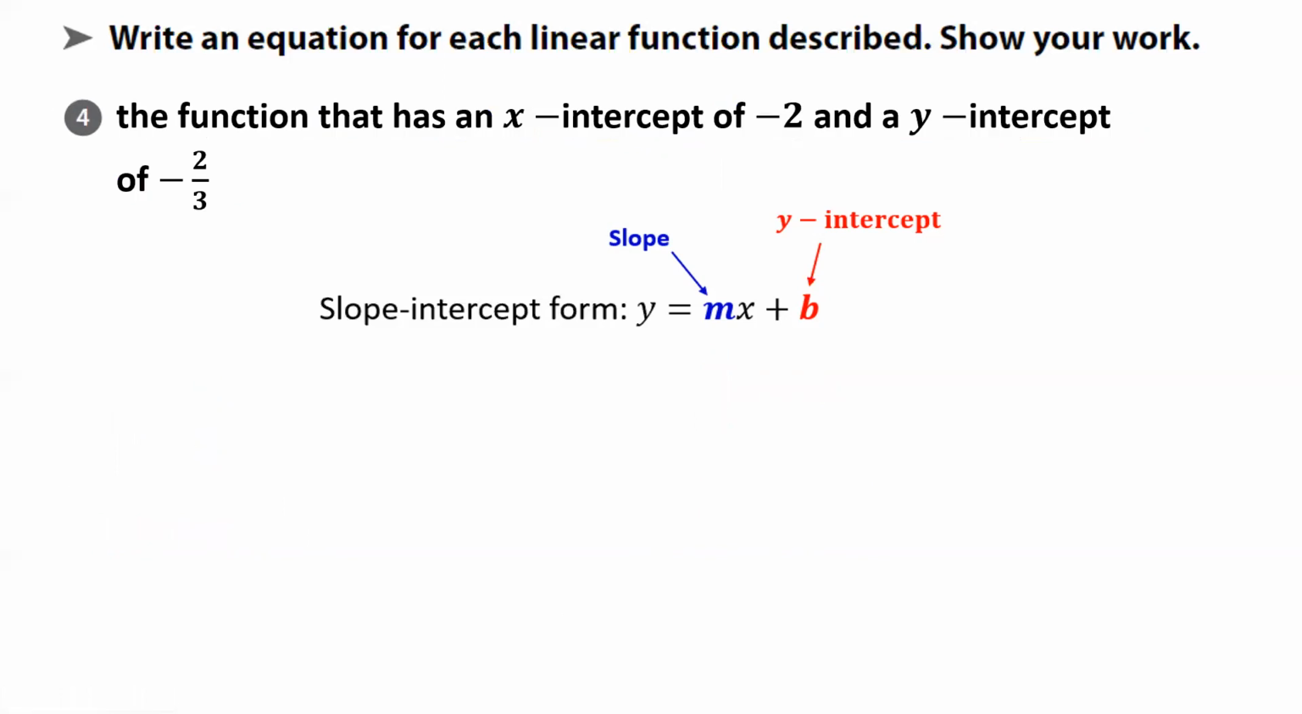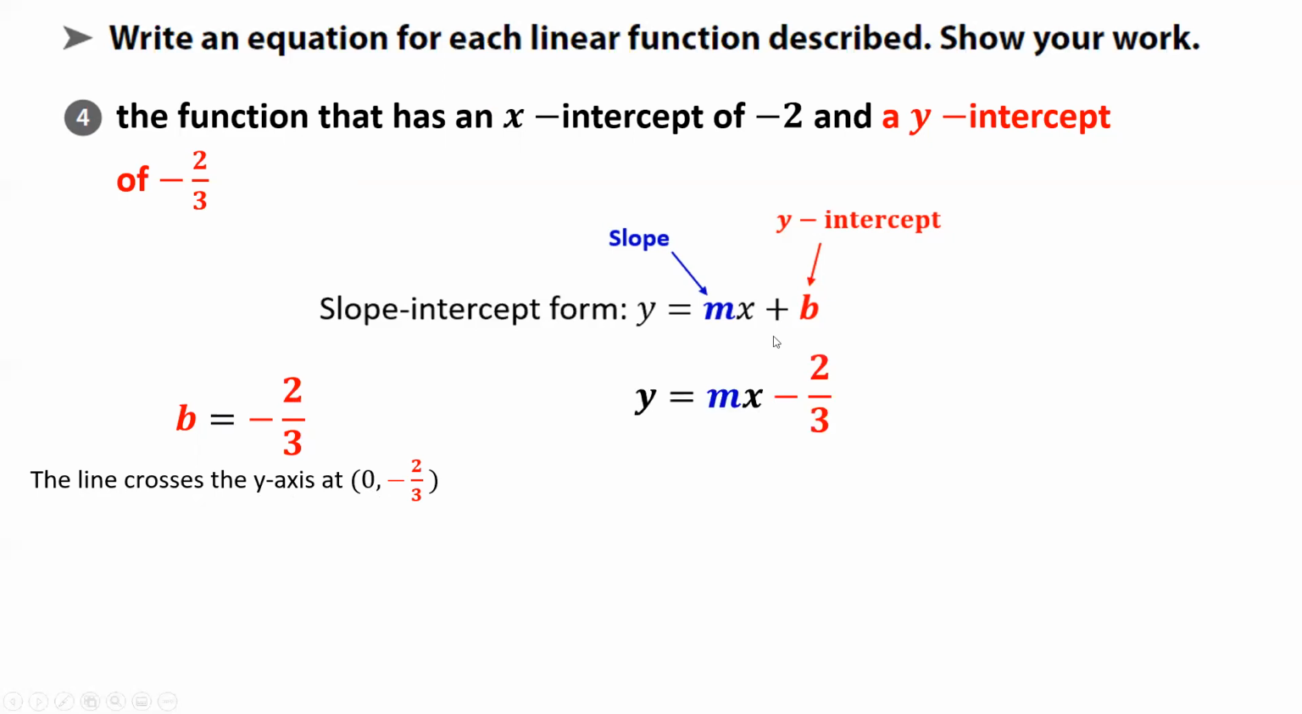Number 4 says the function that has an x-intercept of -2 and a y-intercept of -2/3. This time they give me the y-intercept right away. They tell me that the b is -2/3. Quick reminder, the y-intercept tells you where the line crosses the y-axis. The line crosses the y-axis at the point (0, -2/3). I can now plug this into my equation. Instead of b, I'm now going to plug in the -2/3.